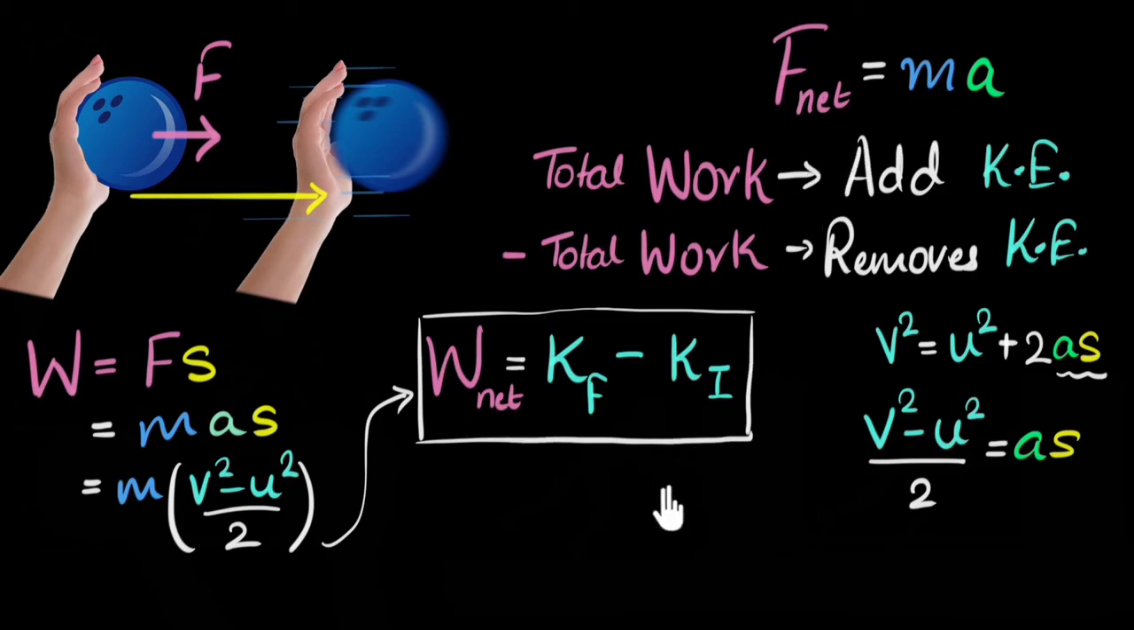Okay, so to summarize, what did we learn in this video? We learned the work energy theorem, which is basically saying that when you do positive work on a body, you add that much kinetic energy to the body. And if you do negative work on that body, you remove that much kinetic energy from the body. Of course, if there are more than one forces acting on the body, then you have to calculate the total work done, and that decides how much kinetic energy gets added or removed.